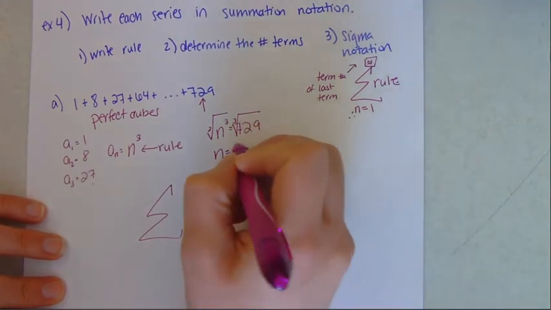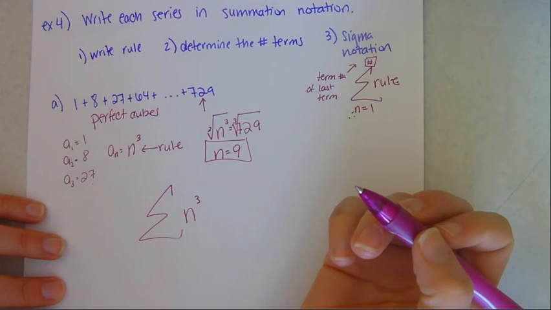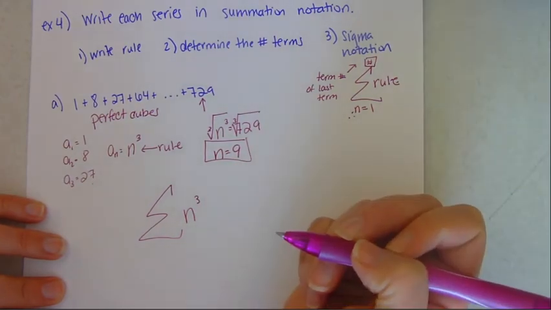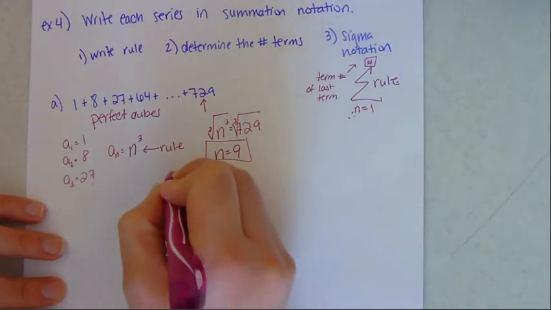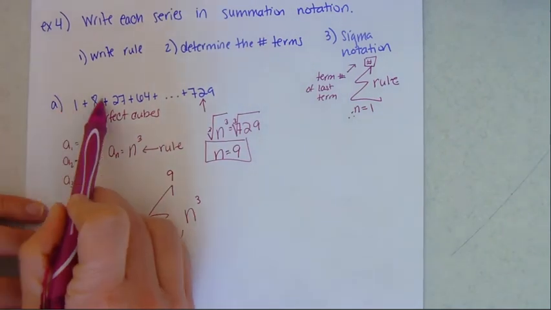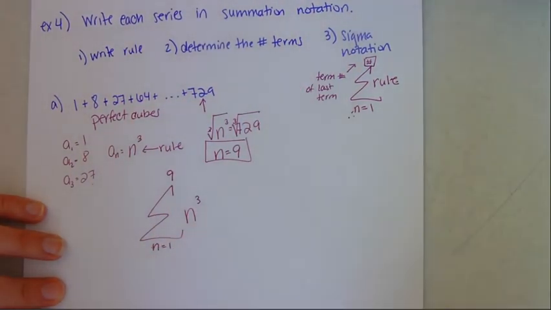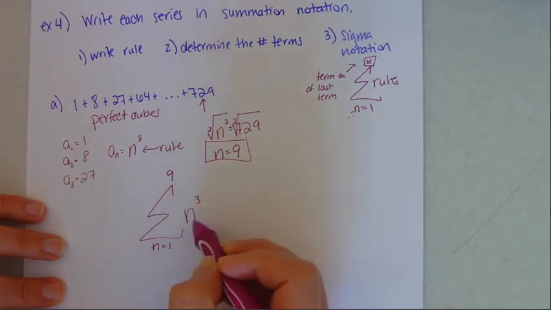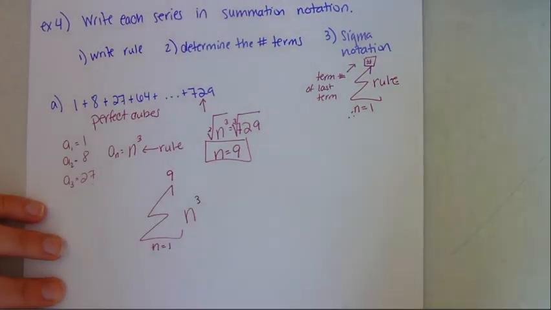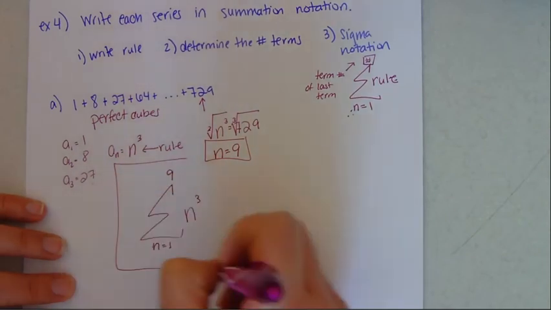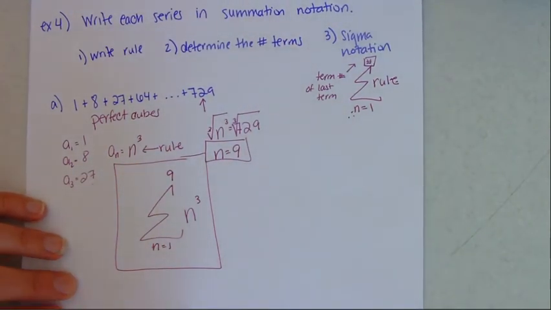Remember what kind of number n has to be? It has to be a natural number, and that 9 is fitting just right. So I'm going to put that 9 on the top because that's the number of terms that are in my series, and then I'm putting n equals 1 down here on the bottom because I'm starting with that 1 cubed to get that first term of 1. So there, I've written it in summation notation.